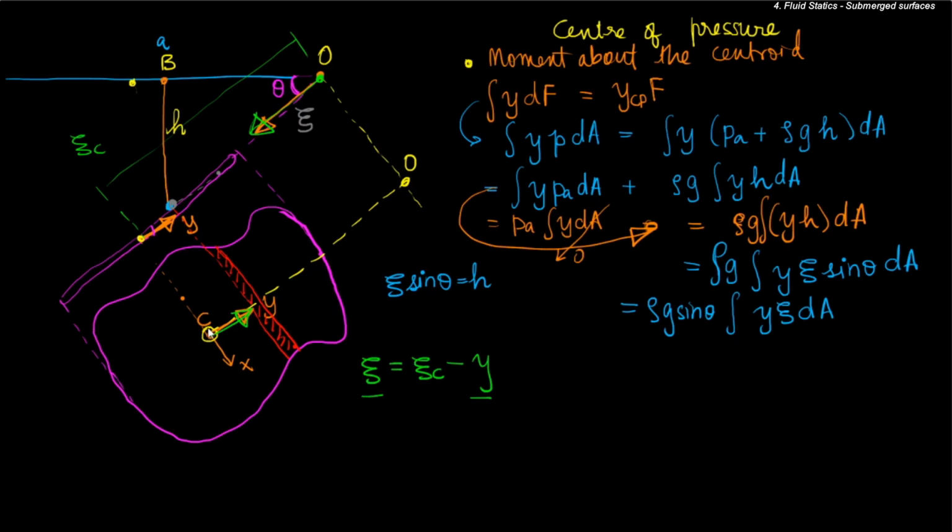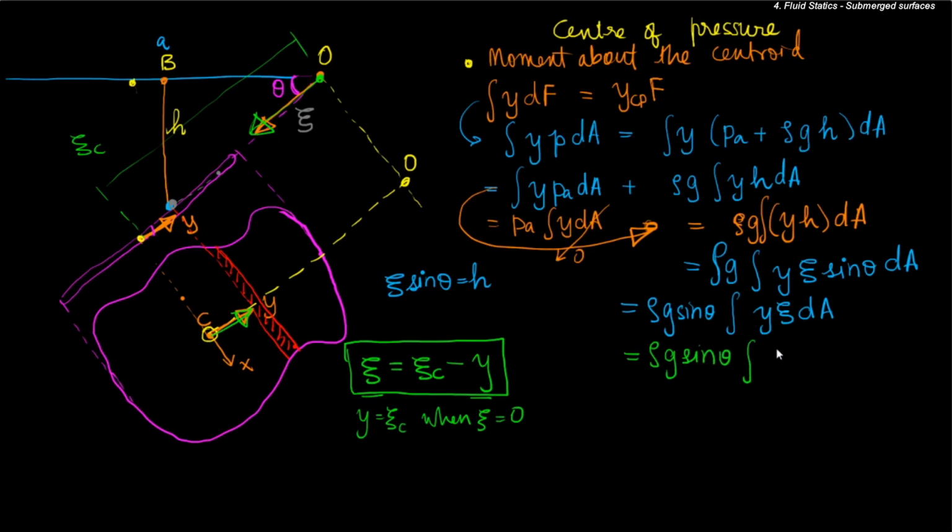So when y equal to 0, xi becomes equal to xi c, and when xi is equal to 0, then the distance of this particular origin is equal to xi c, that is y becomes equal to xi c when xi equal to 0. So this is the relationship between xi and y. Let us substitute this relationship over here. This becomes rho g sine theta integral. So now we can write this entire expression in terms of y solely.